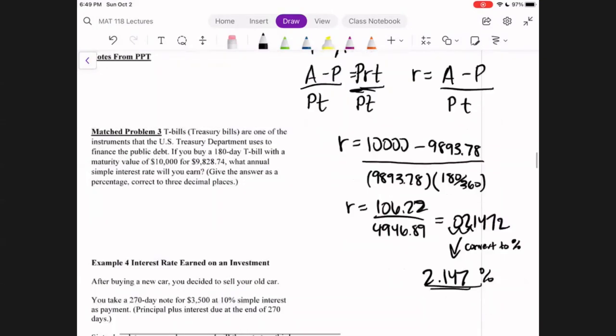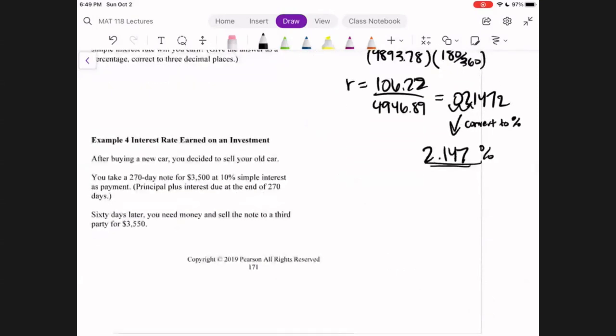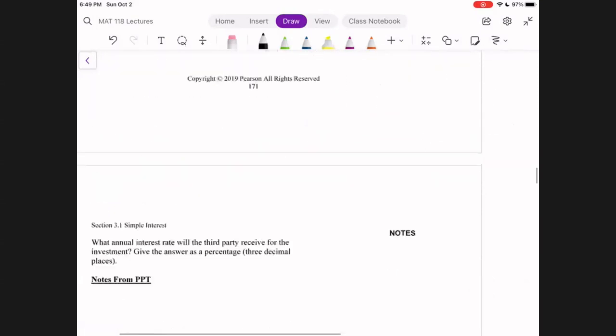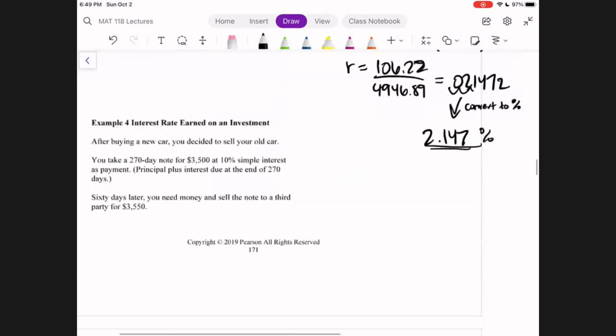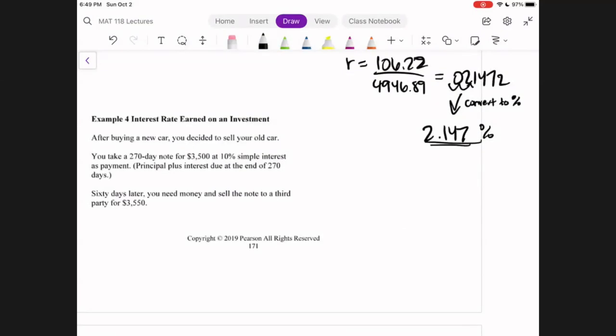So the last problem that we'll talk about is this note problem. So we see here that I'm buying a new car and you decide to sell your old car. So you take a 270-day note for this much at this % interest as payment. Okay. The principal plus the interest due at the end of this. Okay. So you're selling that old car. This is the note. It's for this much, and you're going to earn some interest.